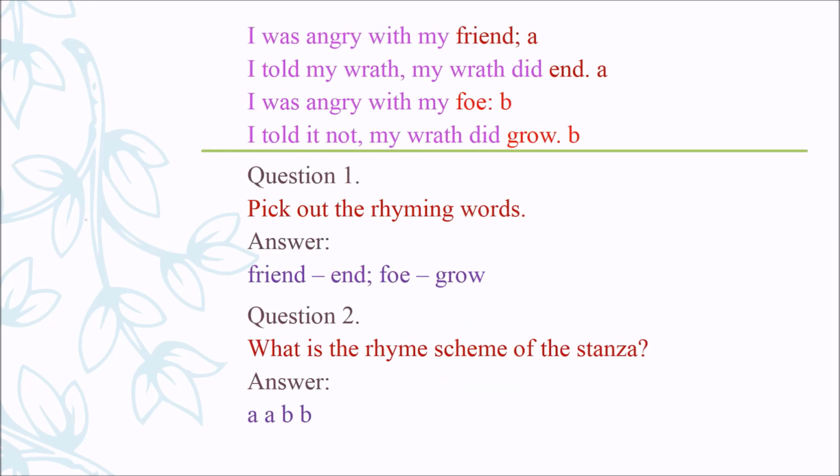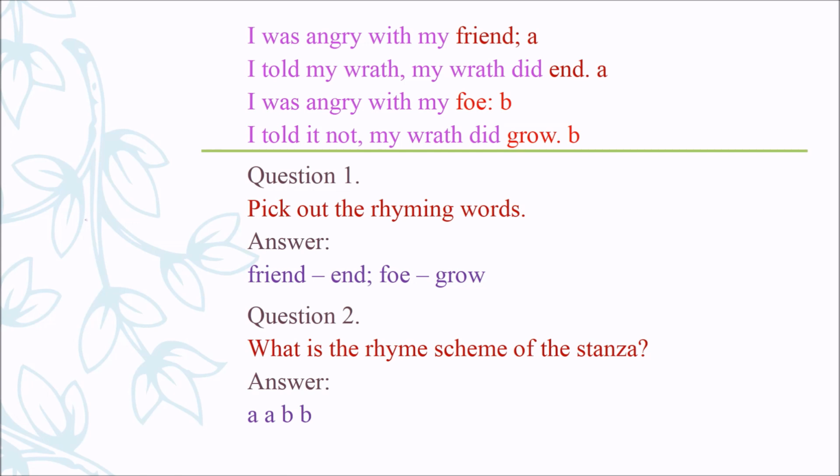Now, let's see the rhyming words. What is meant by rhyming words? Rhyming words are two or more words that have the same or similar ending sound. Some examples of rhyming words are goat, boat, coat. Let's read this stanza. I was angry with my friend. I told my wrath did end. I was angry with my foe. I told it not. My wrath did grow.